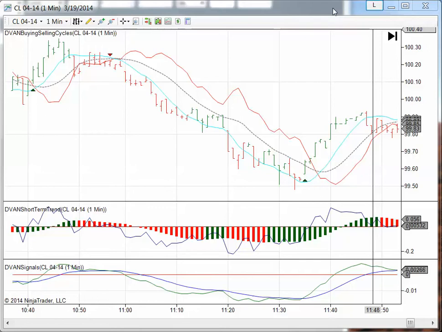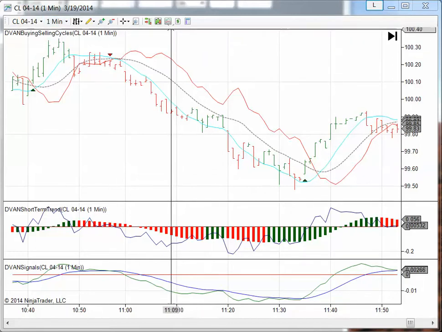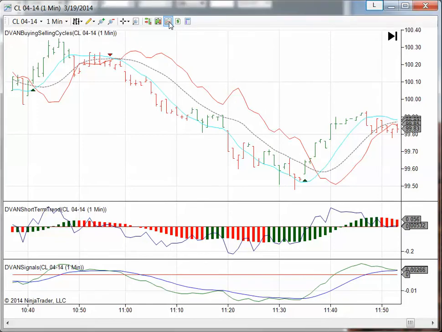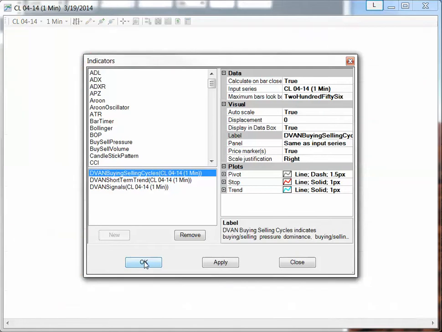This is Dyer from Divergence Analysis, and we're going over the crude oil futures chart on a 1-minute time frame. I want to show you three main signals that were given today with the divergence analysis indicators on NinjaTrader charts. Just to recap, those indicators are DVAN buying selling cycles, DVAN short-term trend, and DVAN signals, which we all have applied currently.